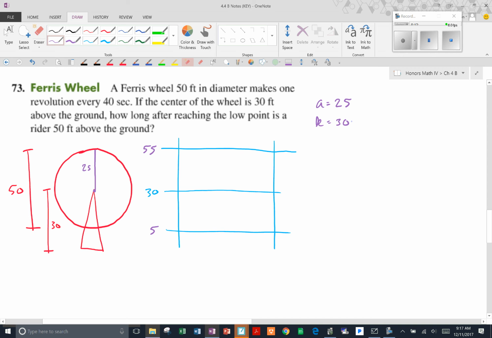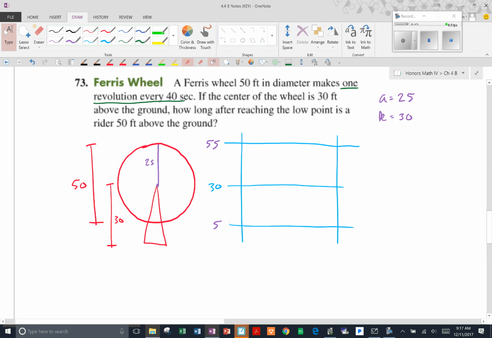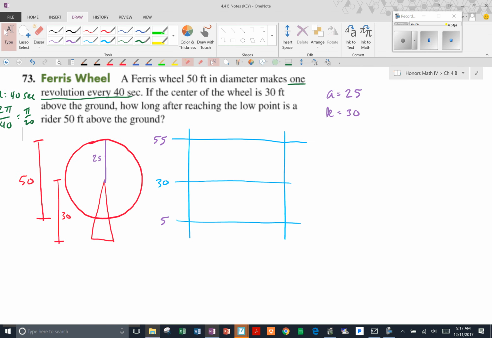Okay, how about the idea that it makes one revolution every 40 seconds? What is that really telling us? Period. Right? And really they're giving it to us as a frequency. One revolution every 40 seconds. That means that the period is 40 seconds. So B equals 2 pi over 40, or pi over 20. So we have A, we have B, we have K. I don't think we're going to need to shift this thing at all.